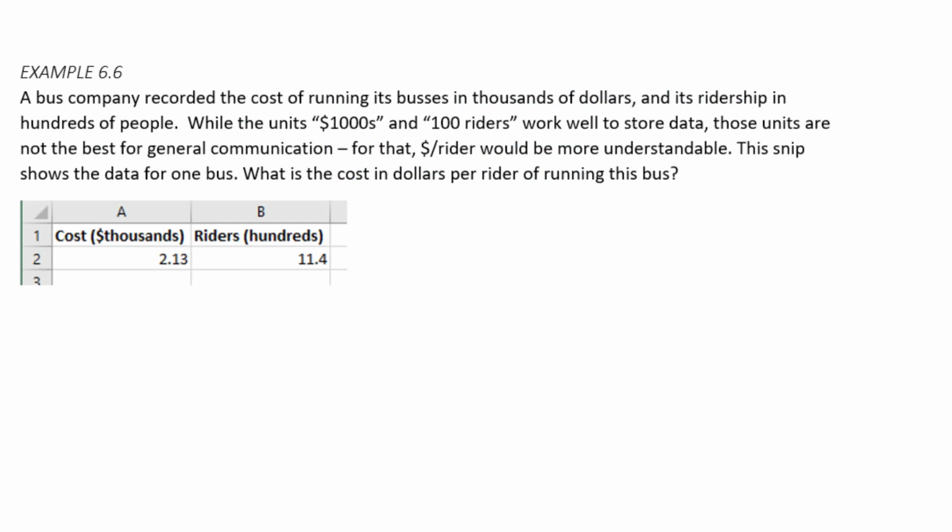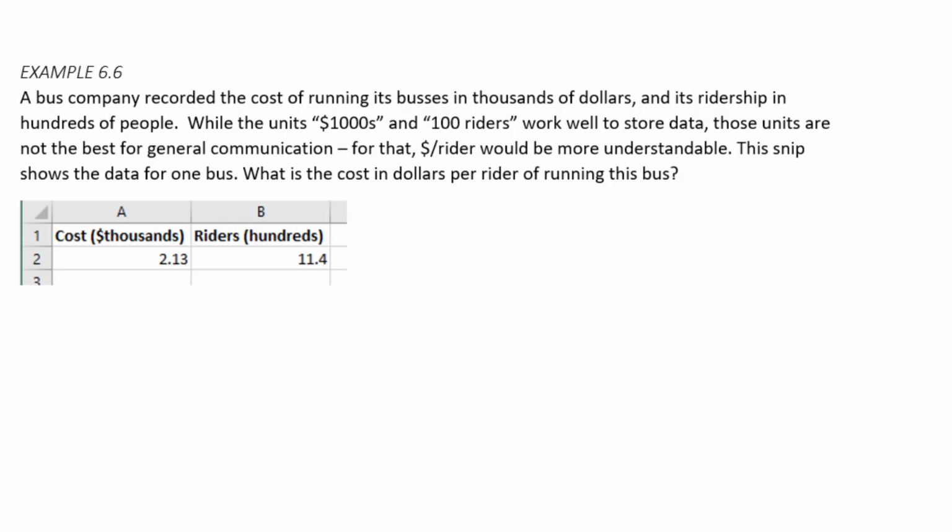Example 6.6 says, a bus company recorded the cost of running its buses in thousands of dollars and its ridership in hundreds of people. While the units $1,000 or thousands of dollars and 100 riders work well to store data, those units are not the best for general communication.